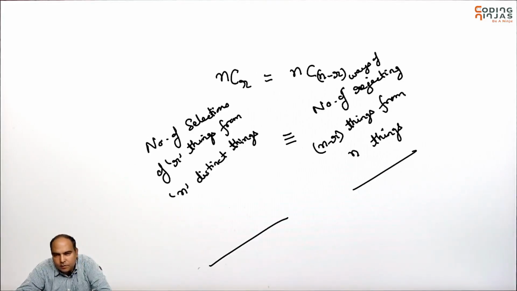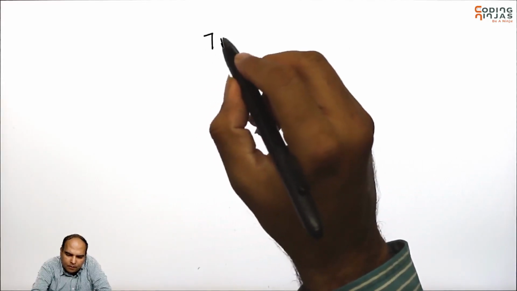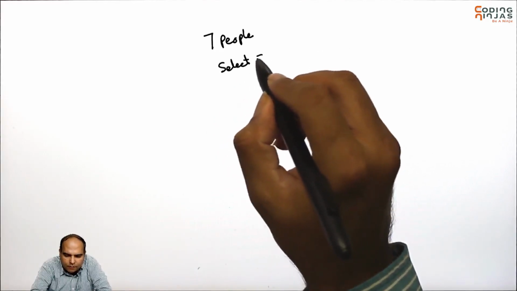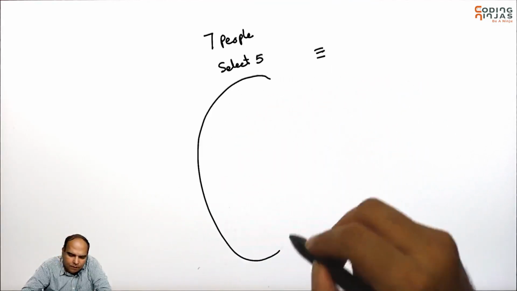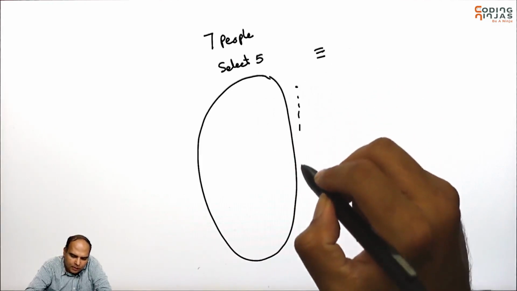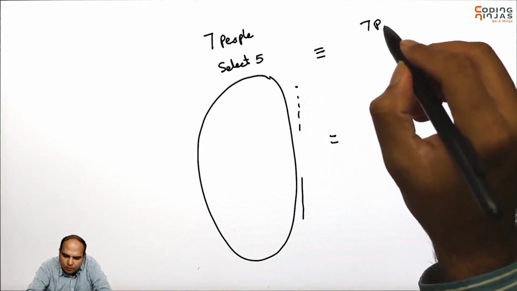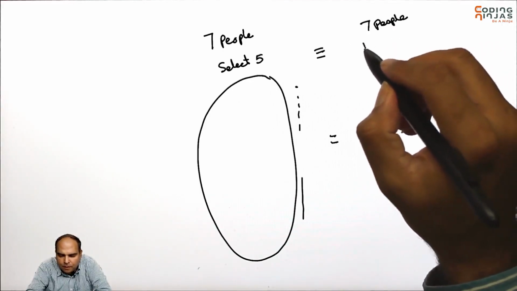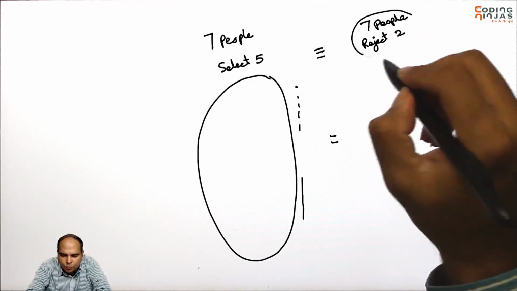What do we mean by this? So let's say a scenario. Let's say from 7 people you're asked to select 5. So in this scenario, the count of the list that you'll make of the selection of 5 will be equal to the count of the list you'll make if, from 7 people, instead of selecting 5, you reject 2.